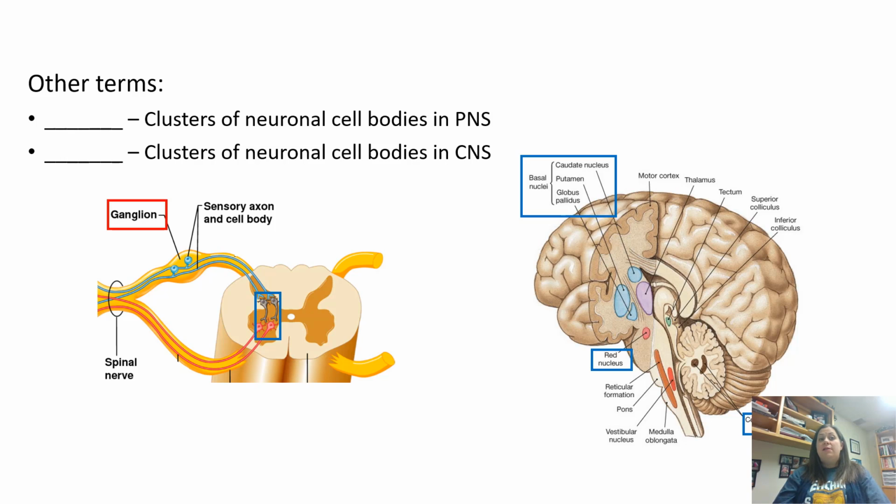Some other terms that are also important and different between the peripheral nervous system and the central nervous system are clusters of cell bodies. A cluster of neural cell bodies in the peripheral nervous system is known as ganglia, which you can see here in this picture, whereas a cluster of neural cell bodies in the central nervous system is known as nuclei. You can see it here also in the picture of the brain. All right, so there is that difference.